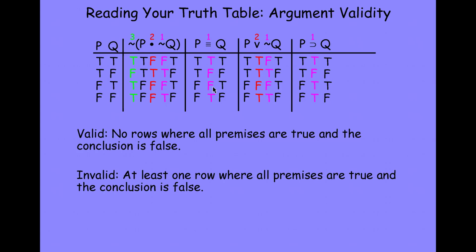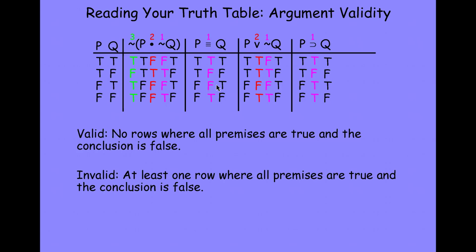To see an example of an invalid argument, let's take our argument where our biconditional is our conclusion and our conditional statement is our premise. So again, we look under that biconditional here, and we've got those two rows where the biconditional is false. That first row, we go over here and we look at our premise, our conditional statement. It's also false. So this isn't a row where the conclusion is false, but the premise is true. So we go to our second row.